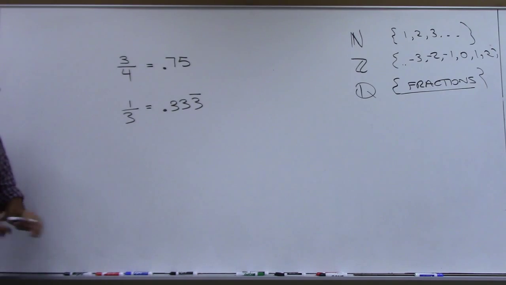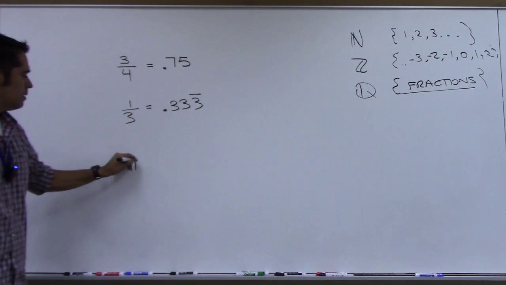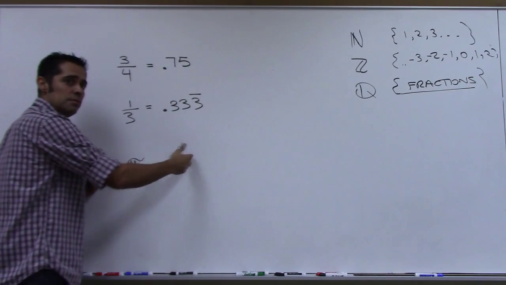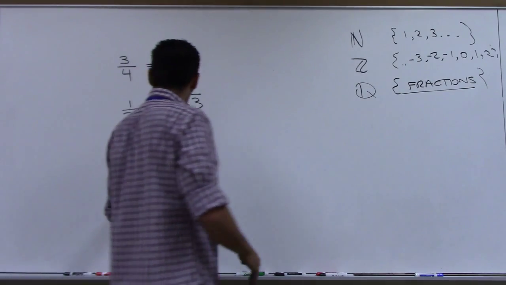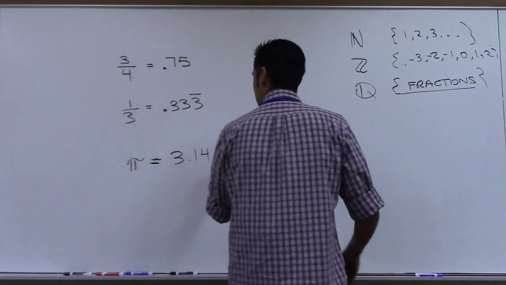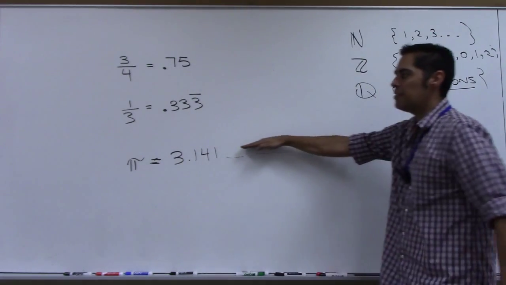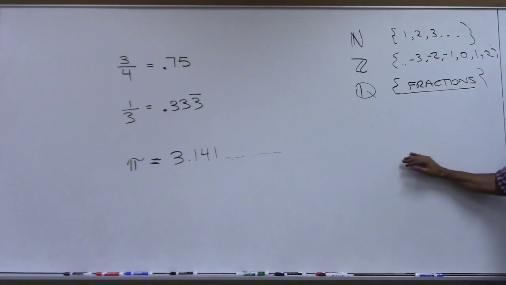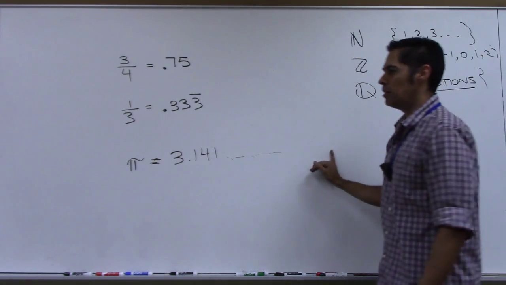Irrational numbers like pi, what makes them irrational is that they never stop as a decimal. They never stop. So I'll say pi is equal to 3.141, and it keeps going. But the thing is, it doesn't have a pattern to it. There is no pattern. Y'all with me?